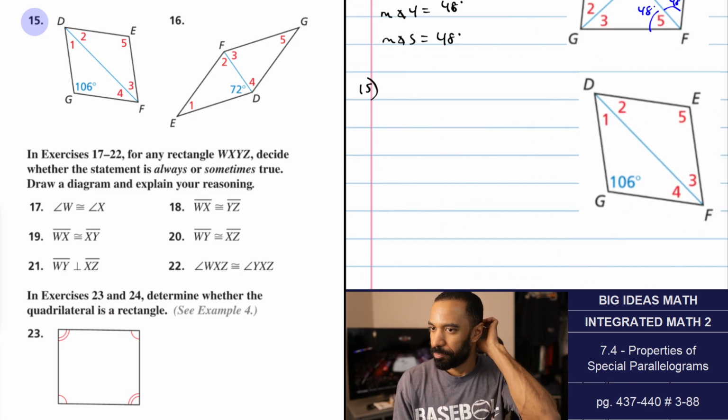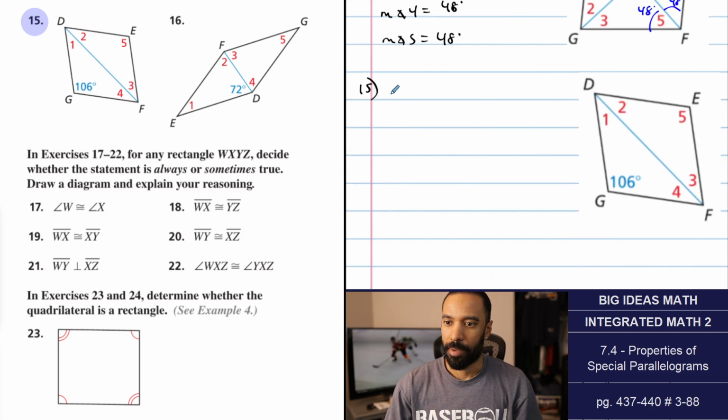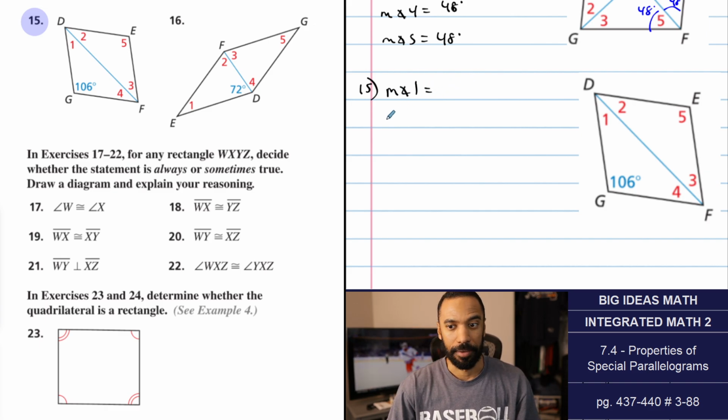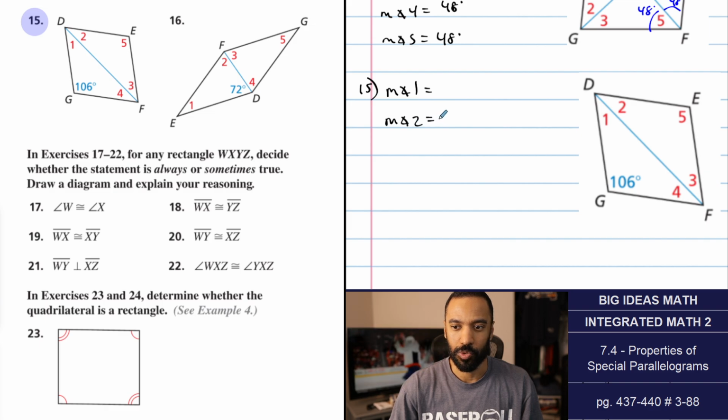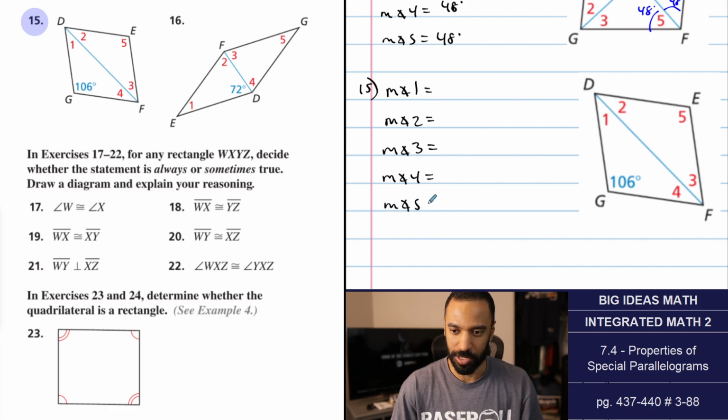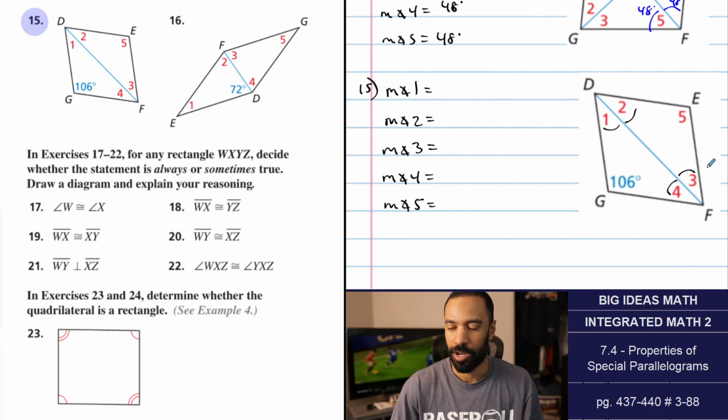Okay, number 15, measure of angle 1. Well, I'll tell you what. We're talking about measures of angles 1 through 5. Well, measures of angles 1 through 4 are all going to be the same. I think we've seen that a couple times now. Opposite angles congruent, diagonals bisect those angles. Those bisected angles are all going to be congruent to each other. 1, 2, 3, and 4 are all the same.